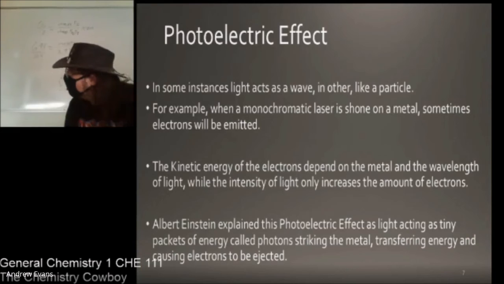Now, this is actually what Albert Einstein got his first Nobel Prize for, explaining the photoelectric effect. That light is in fact acting like tiny packets of energy called photons. And when these packets of energy strike the metal, they will transfer that energy, causing the electrons to be ejected. So the idea is, if I hit the metal with enough energy, I can shake the electrons free.